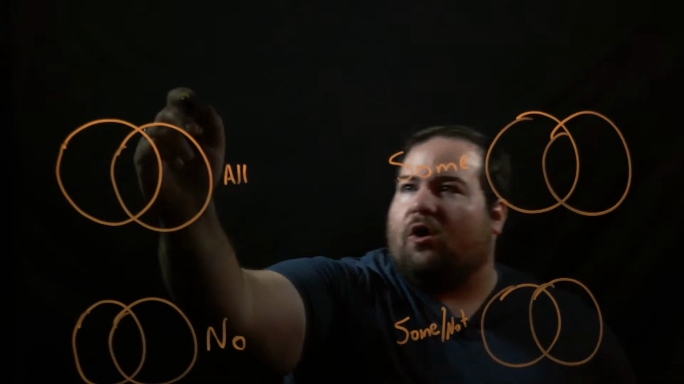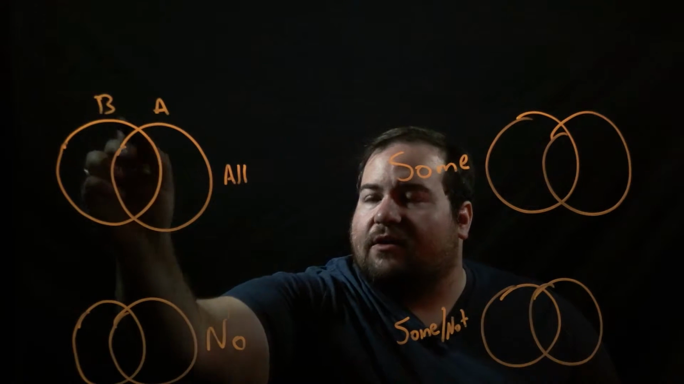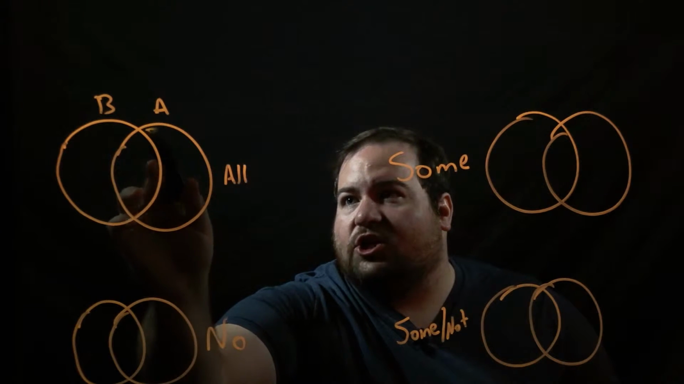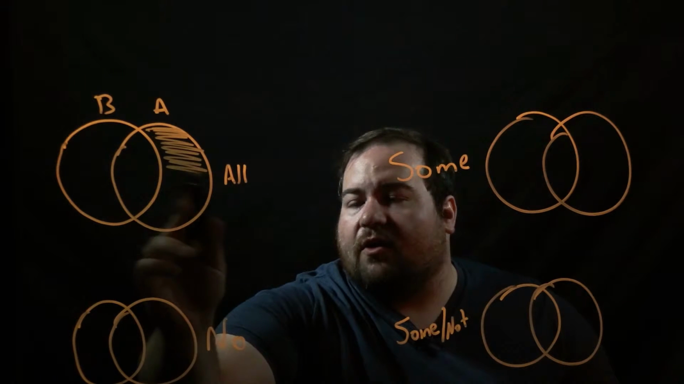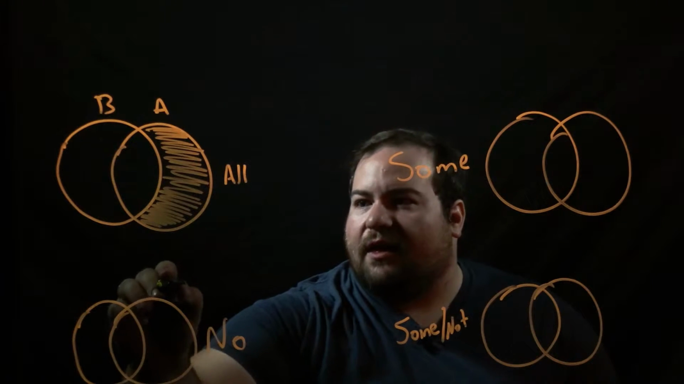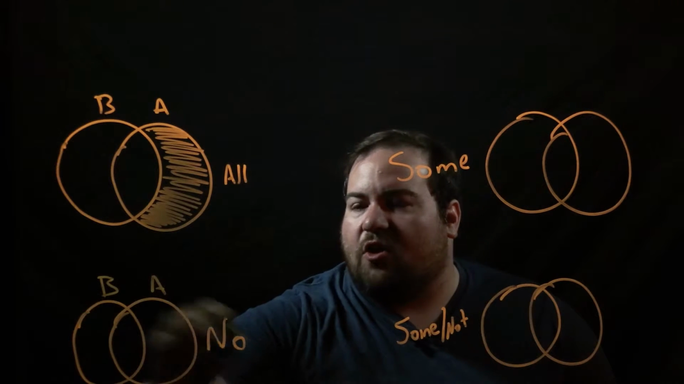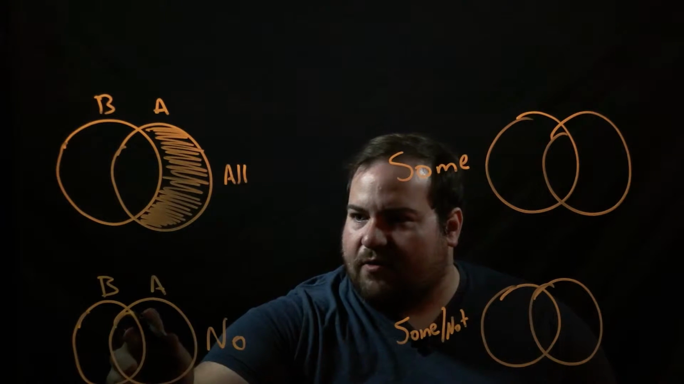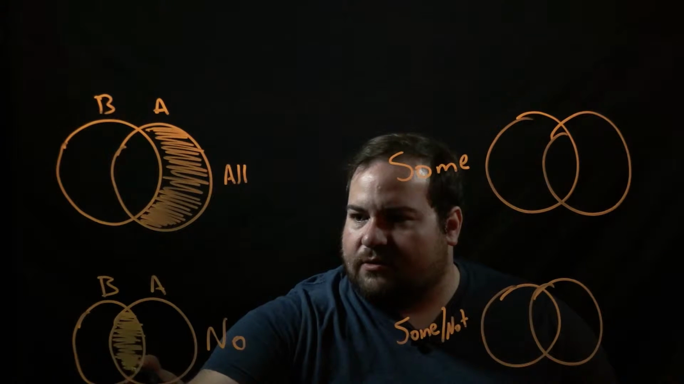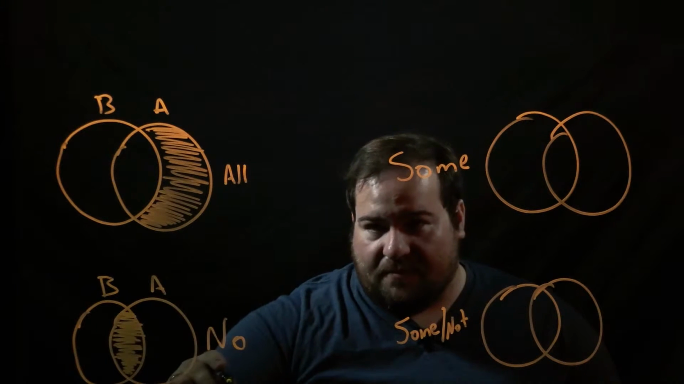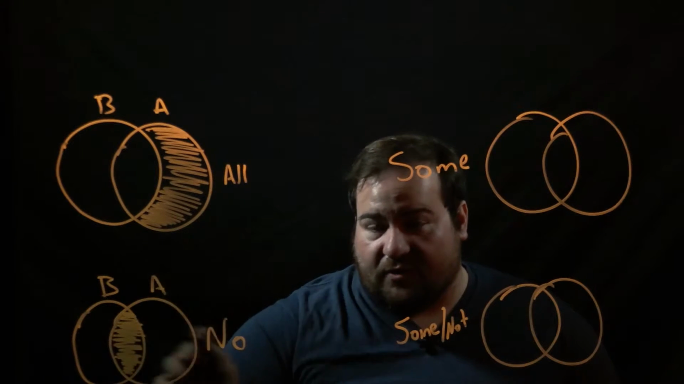So if I were to say all A is B, there would be no part of A that is not B. So I would shade this part right here. Happy little shading right there. And then down here, if I said no part of A is a part of B, where do you think I should put it? Right here in the middle. Just shade and shade and shade till, yep, there is nothing that is both A and B. No part of A is also a part of B.